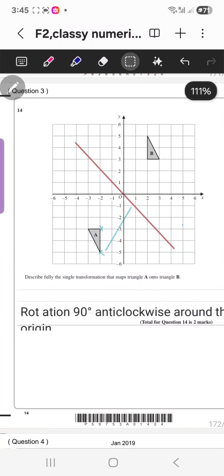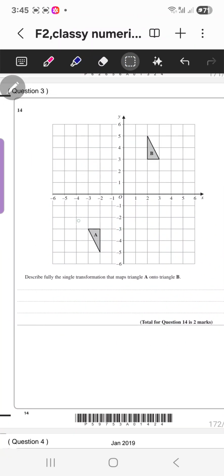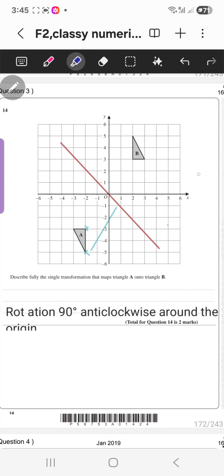Okay, and let's see another question and another type of transformation. Here he asks you in this question to describe fully the single transformation, and this is a common question everywhere. The single transformation here has been a rotation around the origin. And how do we know this? If you see here the points, this point is 2 and 5.